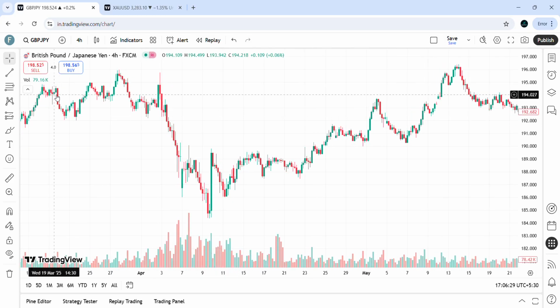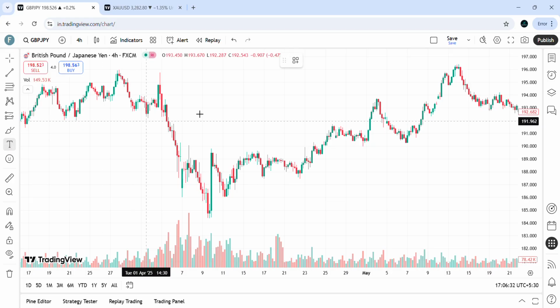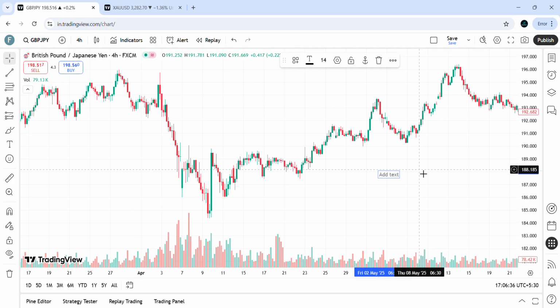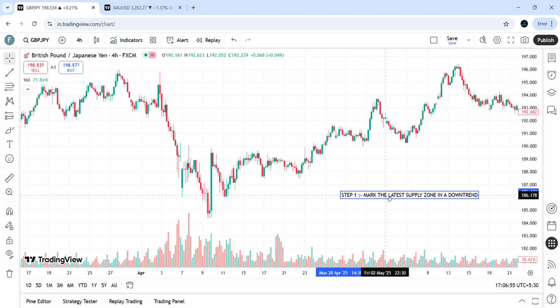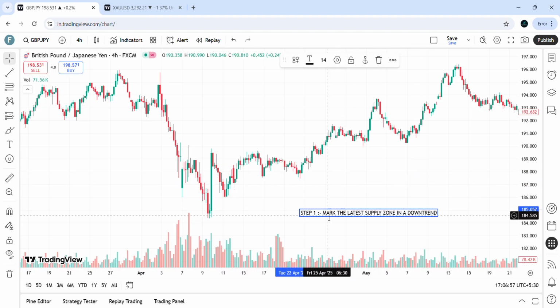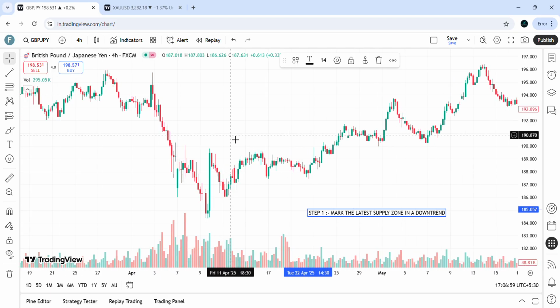So what I want you to do right now is the first step would be to mark the lowest supply towards a downtrend. That is, mark the latest supply zone in a downtrend. This is basically the very first step, so let's go.